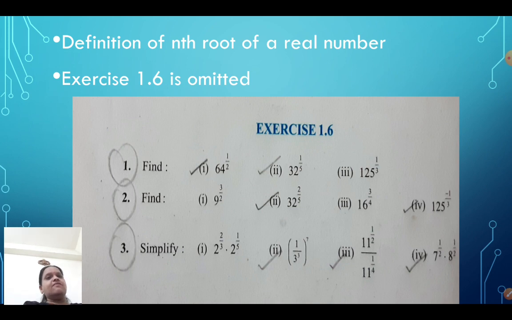The first one is, by successive magnification, how to represent any rational number, in recurring form or in decimal form, on a number line. The second part is how to represent an irrational number on a number line. As well as the third part is the definition of nth root of a real number, that is exercise 1.6. Is it clear to all of you till here, the deleted part? Okay, now let us continue with our revision.